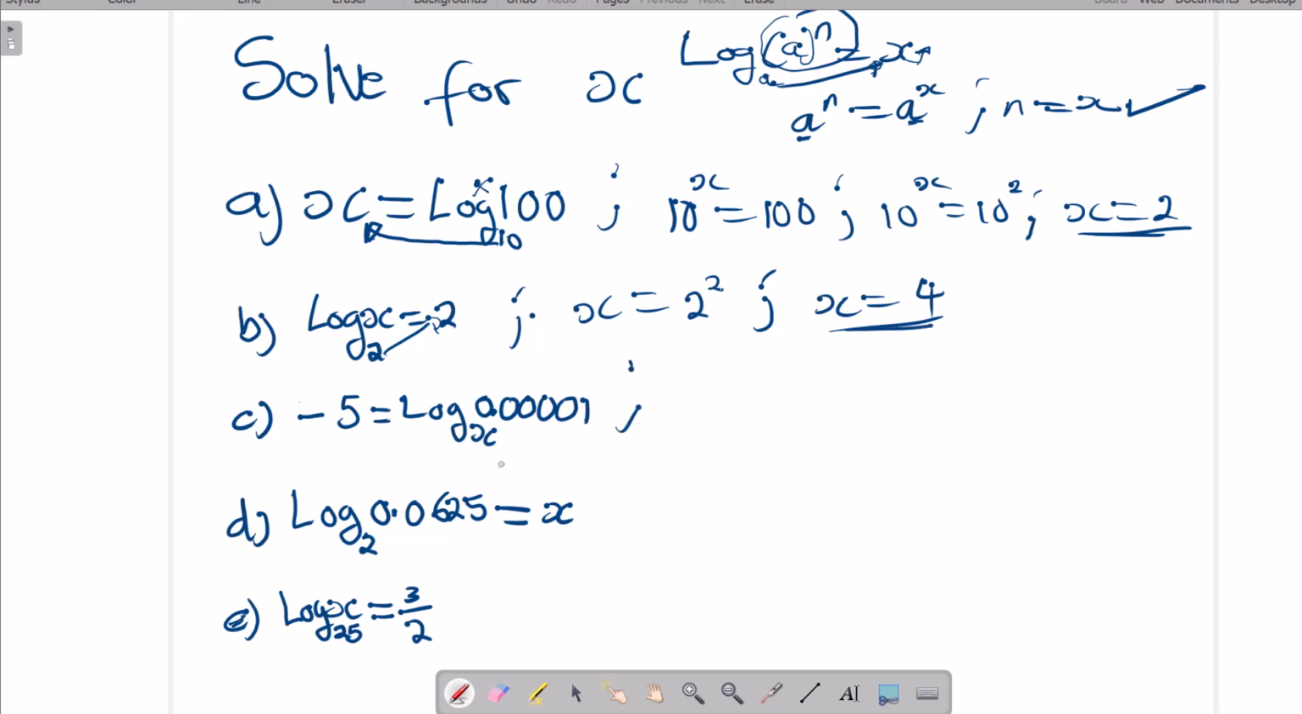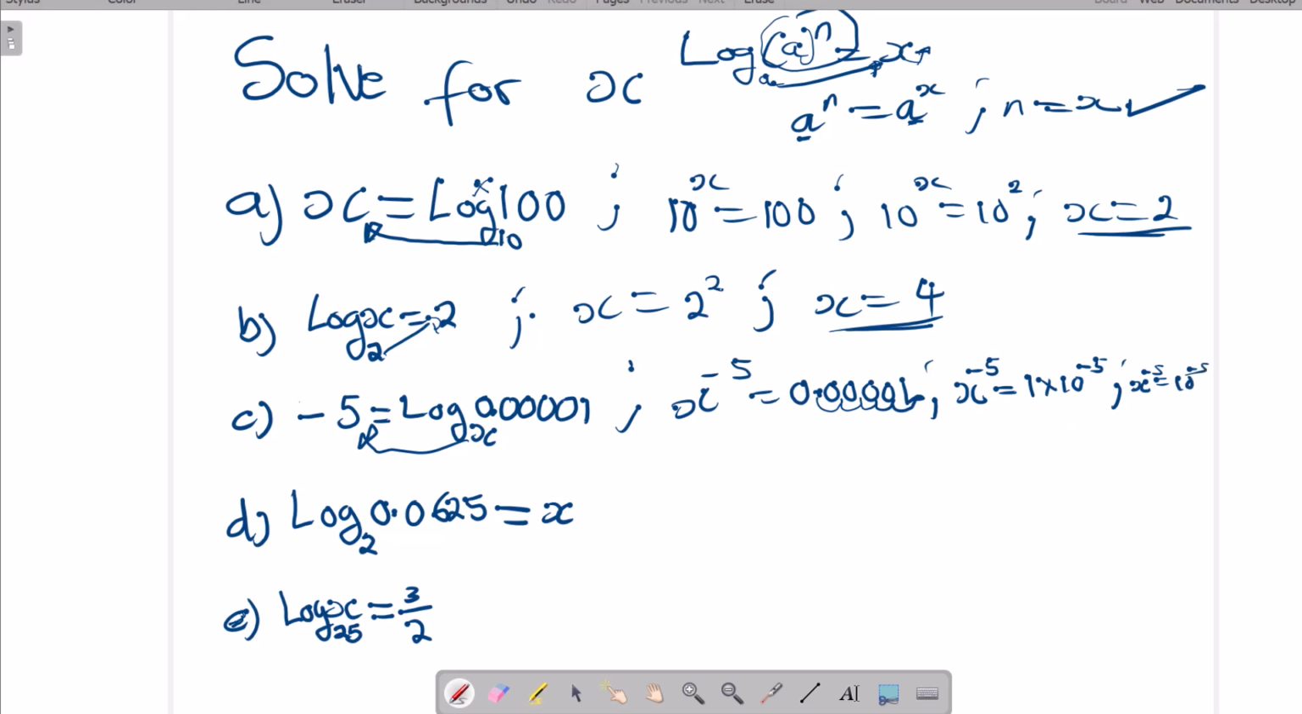And the same goes here. We pull this up, it will be x power minus 5 is equal to 0.00001, which gives us x power minus 5 is equal to, according to the standard form, 1, 2, 3, 4, 5 again. So it will be 1 times 10 power minus 5, which gives us x power minus 5 is equal to 10 power minus 5.